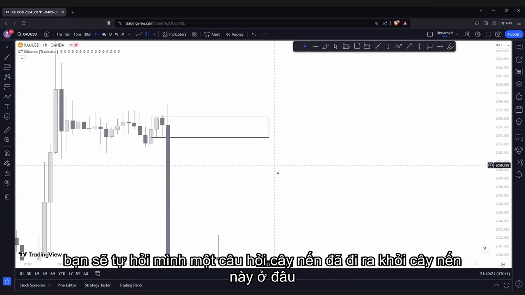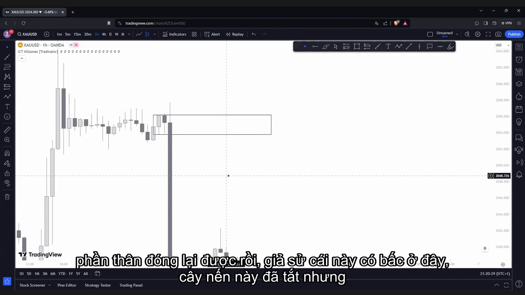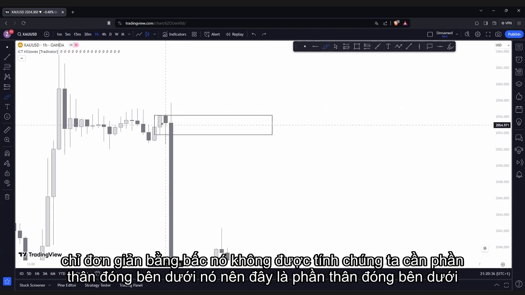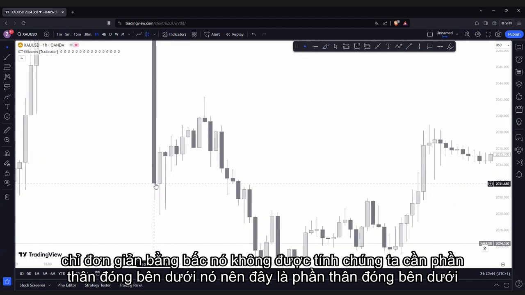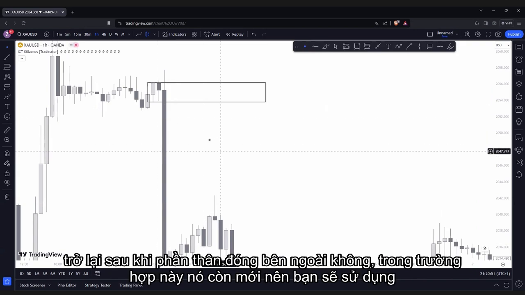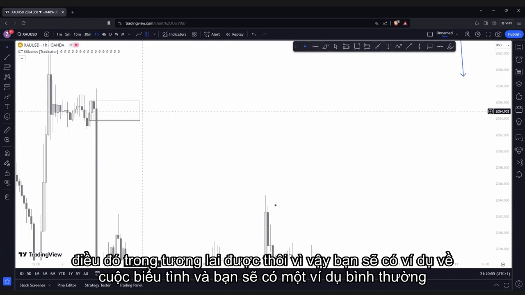Now you're going to ask yourself one question. Where is the candlestick that went out of this candle by a body closure? Okay, so let's say this one has a wick right here. This candlestick went out of it, but simply by a wick. It doesn't count. We need a body closure below it. So this is a body closure below this candlestick. Now here, after it went out of it, you're going to ask yourself, did price ever come back after the body closure outside of it? No. In this case, it is fresh. So you're going to be using that in the future.